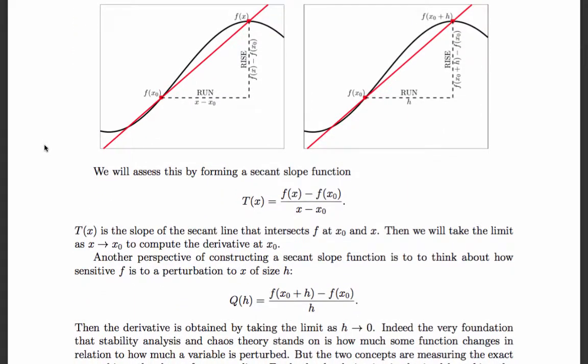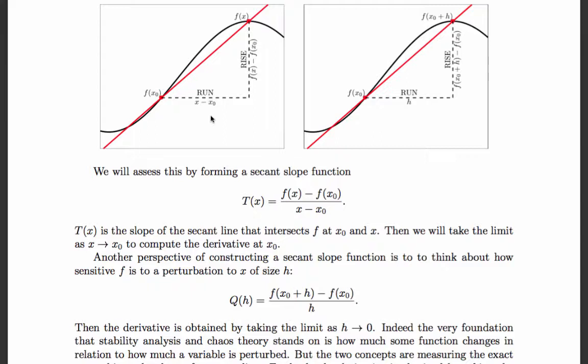So we can take the perspective of the left plot by forming a secant slope function, f of x minus f of x0, that's rise, over x minus x0, run. So t of x is the slope, it's rise over run of my secant. Again, as I mentioned, another perspective is to take the rise over run by looking at how x0 is perturbed by h.